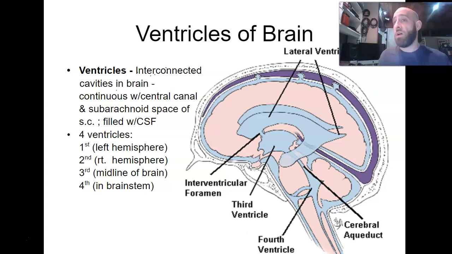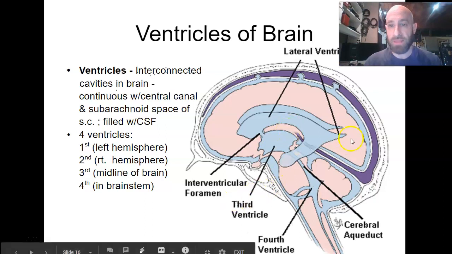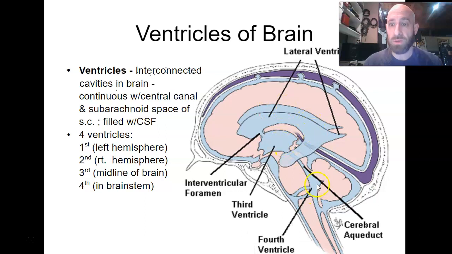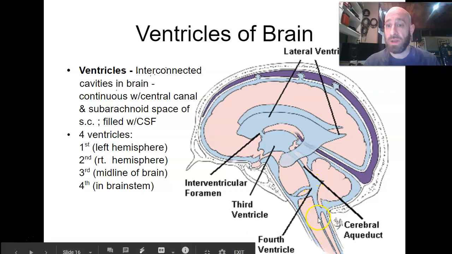And basically what they are is just open cavities where the cerebral spinal fluid can pool up. So let's talk a little bit more about that. But in this diagram here, you have your lateral ventricles, the 3rd, and then the 4th ventricle is right here. And one thing I do want to point out to you is it is continuous with the central canal. So this is the central canal right here. So they're all connected to each other.